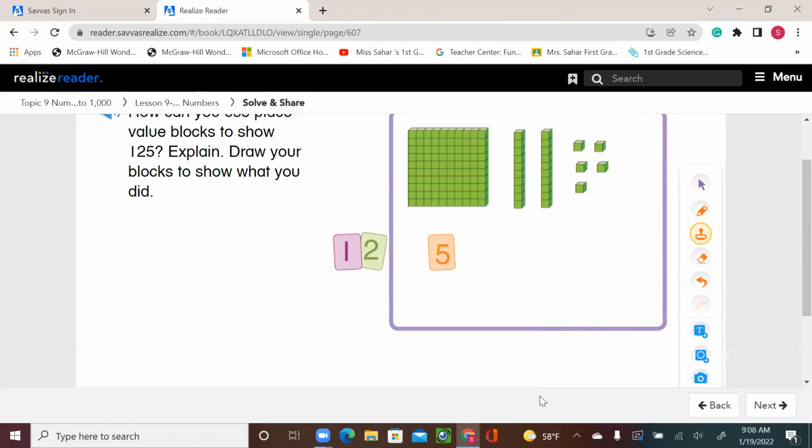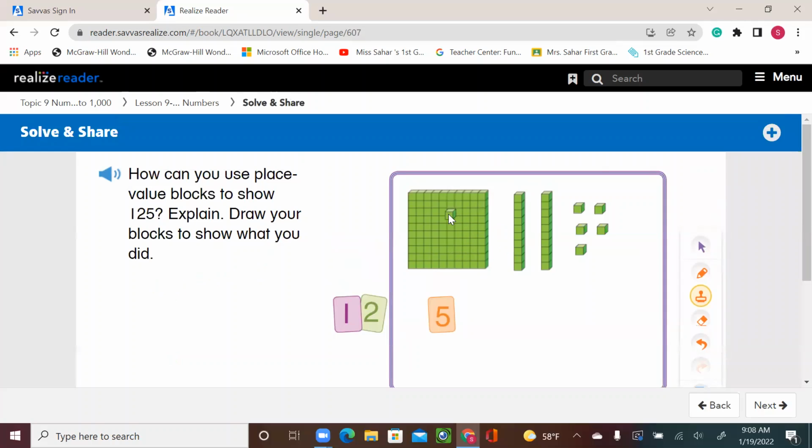So now when I look at my drawing or my place value blocks, I can say that 100, 2 tens, and 5 ones is 125. That's what I have here.